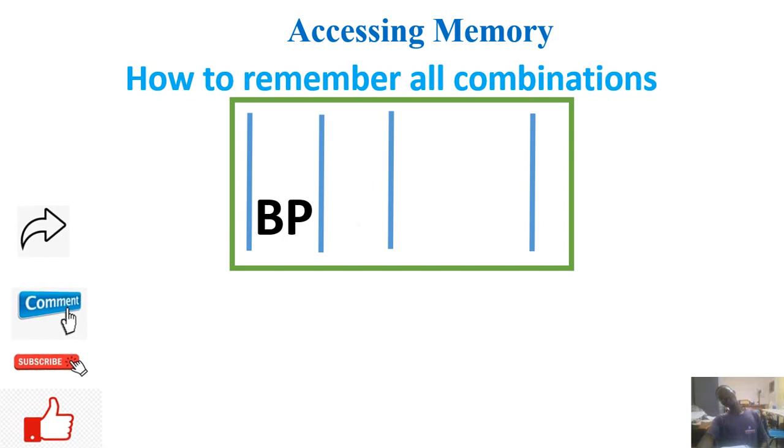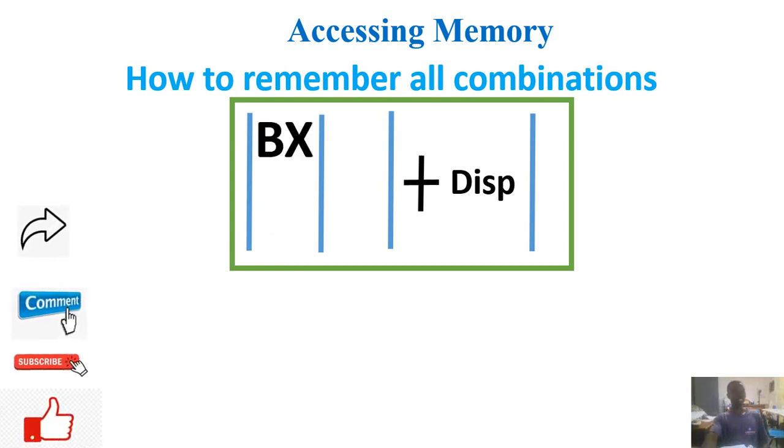Right? Or you may choose to say I want only BP and displacement. Or you may say I want BP and SI plus displacement. Or you may choose BP, DI and displacement, like that. You may also choose to say no, I want BX and displacement only, like that. Or you may choose BX and SI and displacement. On displacement, you choose either to use 8-bit or 16-bit. The assembler or the processor will make decisions. Then you may choose BX and DI.